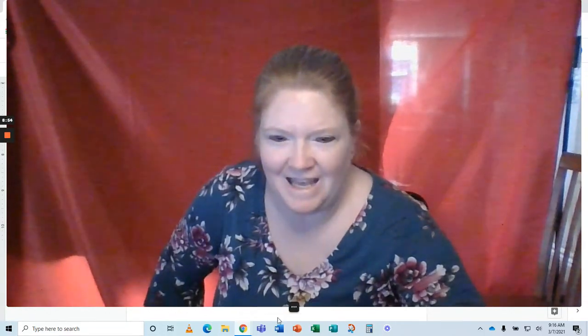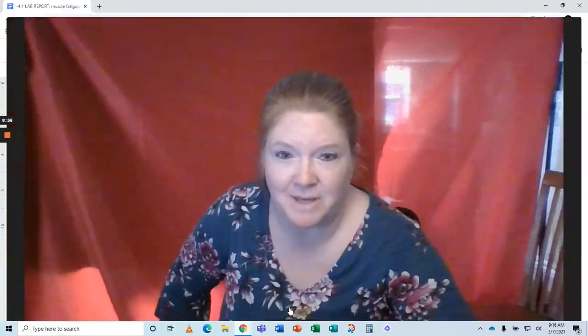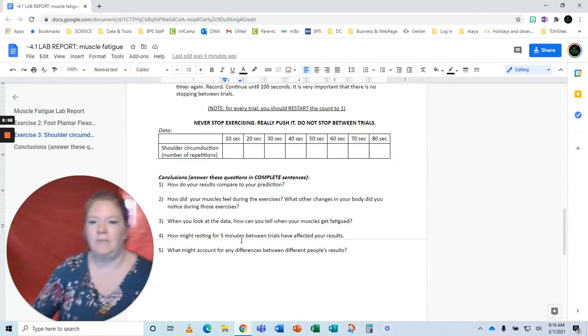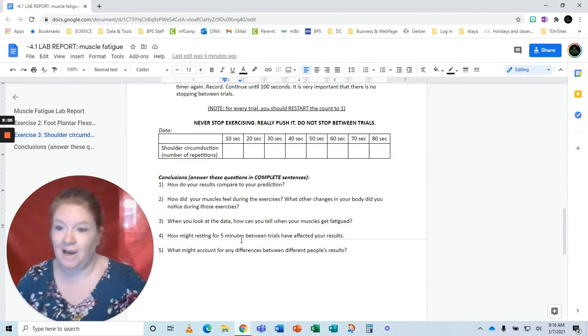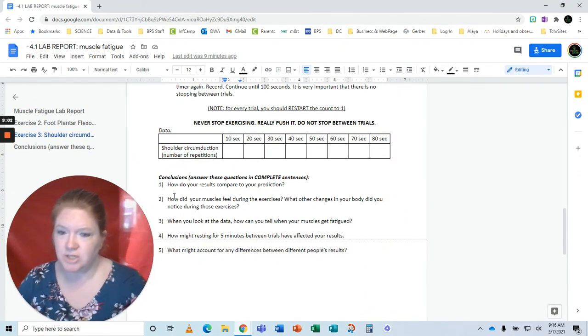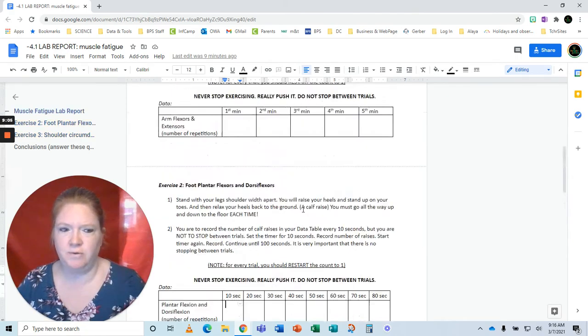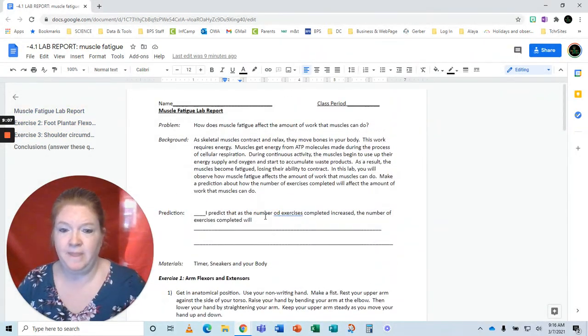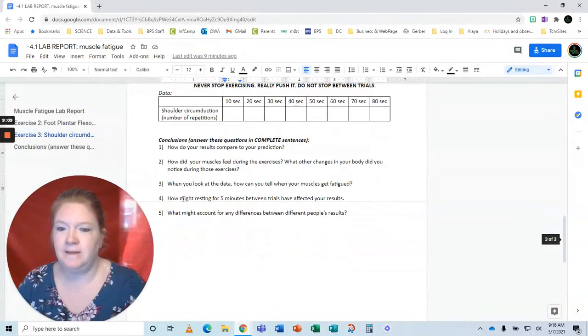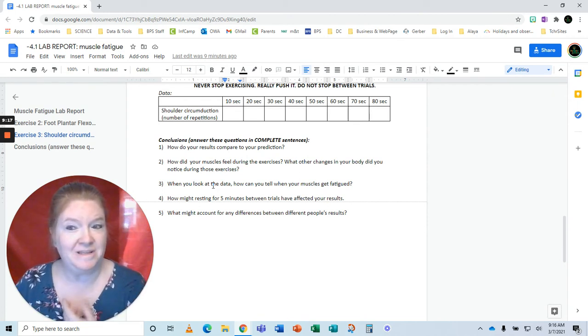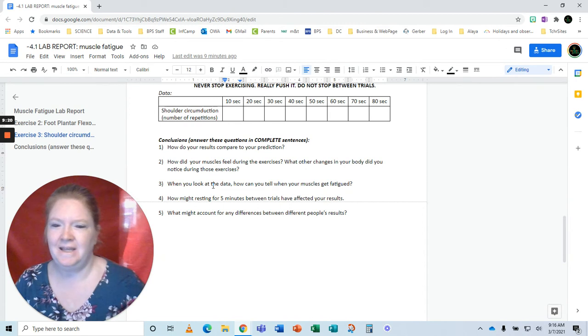Okay, all right, so now let's look back at our sheet. So let's go back to our smaller view here. Okay, so now we have some conclusion questions. How do your results compare to your prediction? Remember, you made the prediction up here. So how does it compare? How did your muscles feel during the exercises? What other changes in your body did you notice? I can feel some breathing in me already.